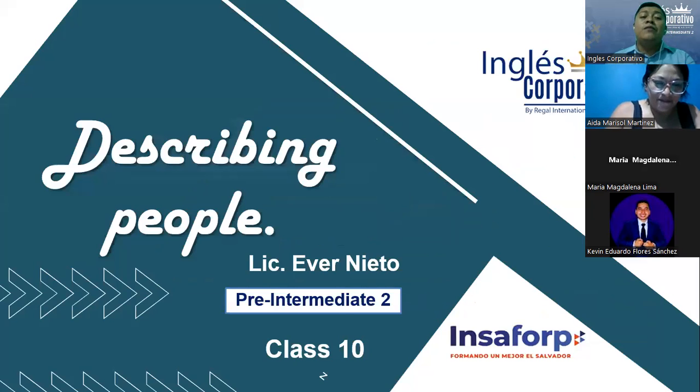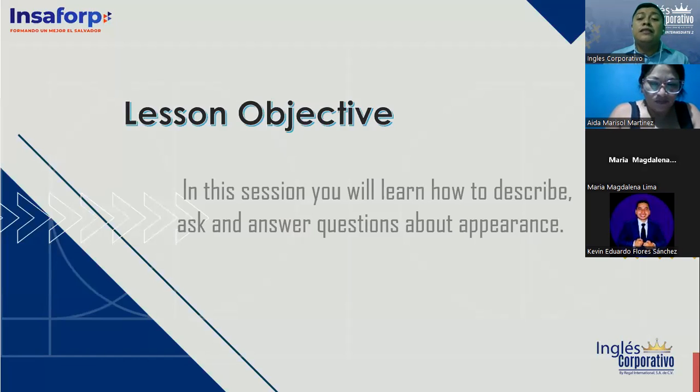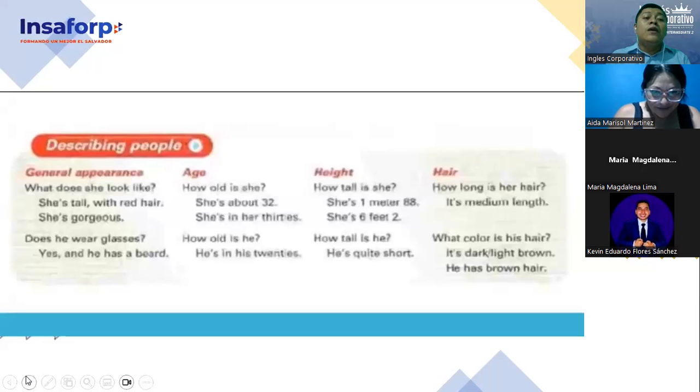This is our class number 10, describing people. Welcome. This is the lesson objective: in this session, you will learn how to ask and answer questions about appearance. That is what we are going to learn in this class tonight, and we are going to start with this question.